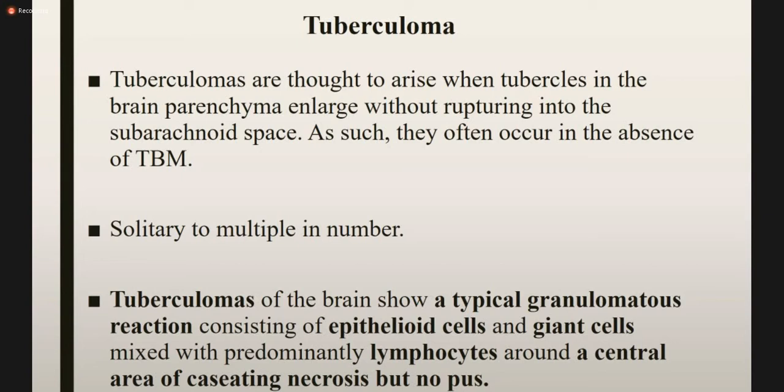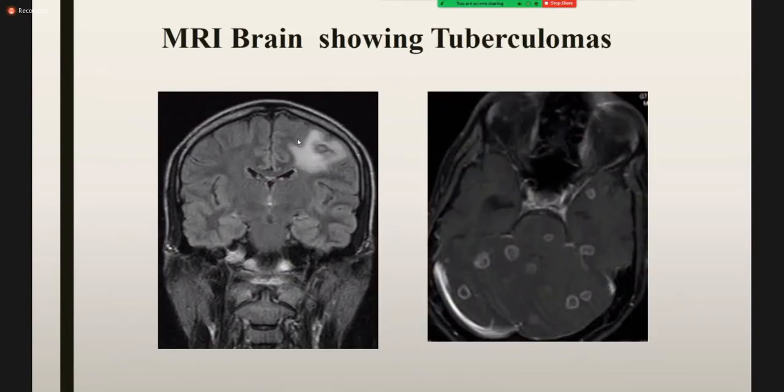So in tuberculomas, these are the space occupying lesions in which there are a lot of epithelioid cells, giant cells, and especially lymphocytes around a central area of caseating necrosis, but there is no pus. So this is the coronal section of the MRI brain, and this is the axial view of the MRI brain showing tuberculoma. This is a single solitary tuberculoma, a space occupying lesion with a lot of surrounding edema.